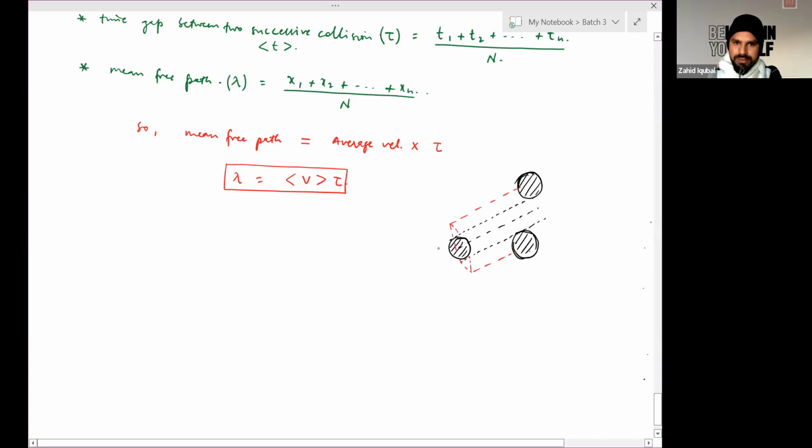So this is the diameter of this gaseous particle, and the radius of this cylinder will also be d. Within this range of d, it may collide with any other particle. Let's say in time delta t, it has moved up to this distance. So distance equals average speed into time taken.